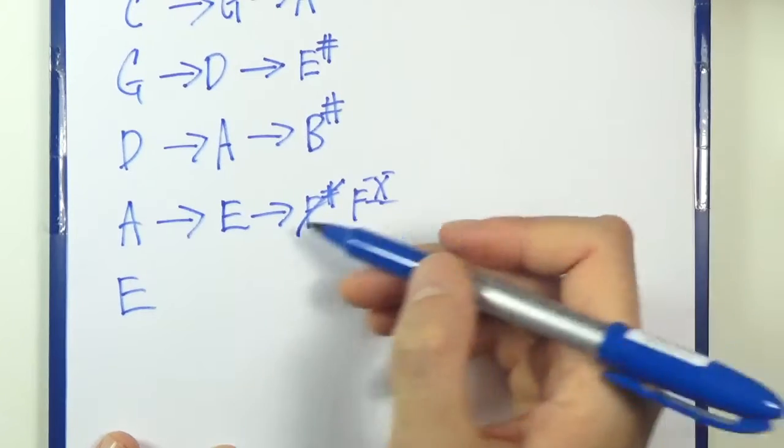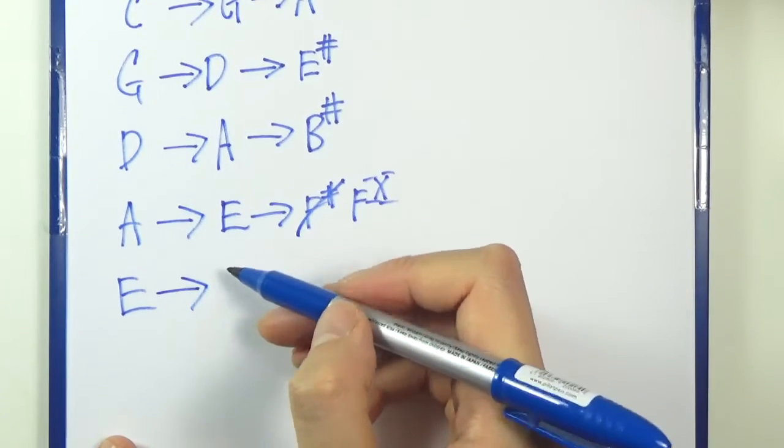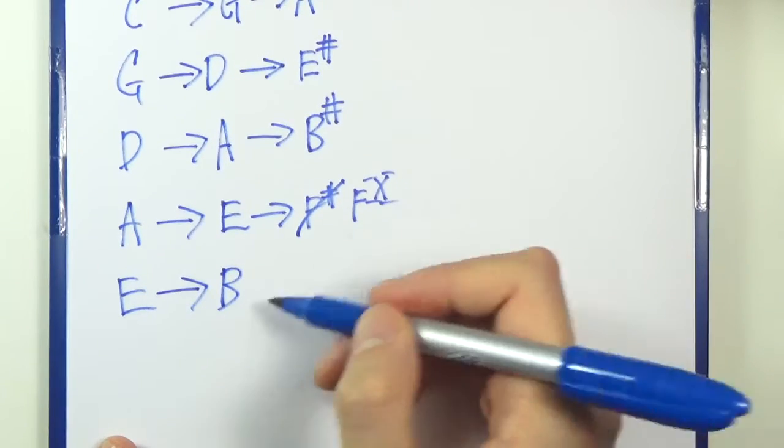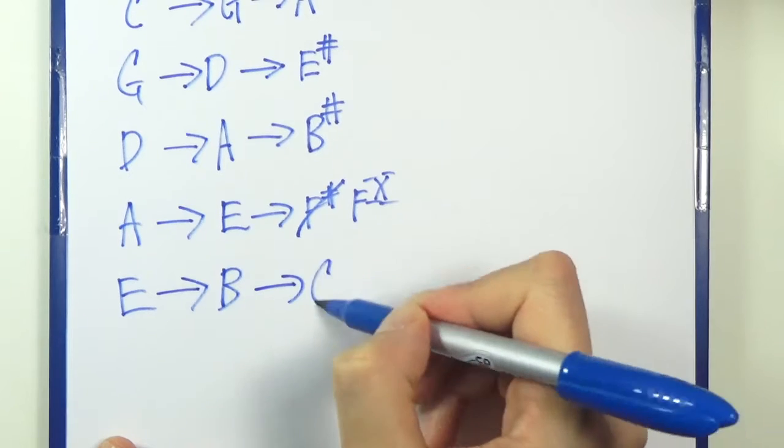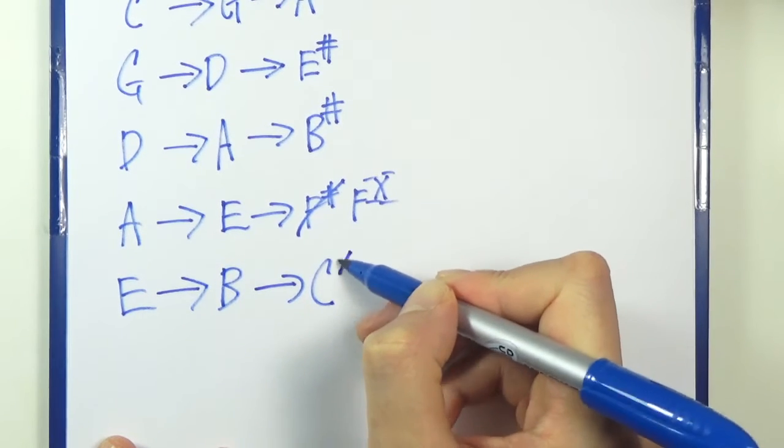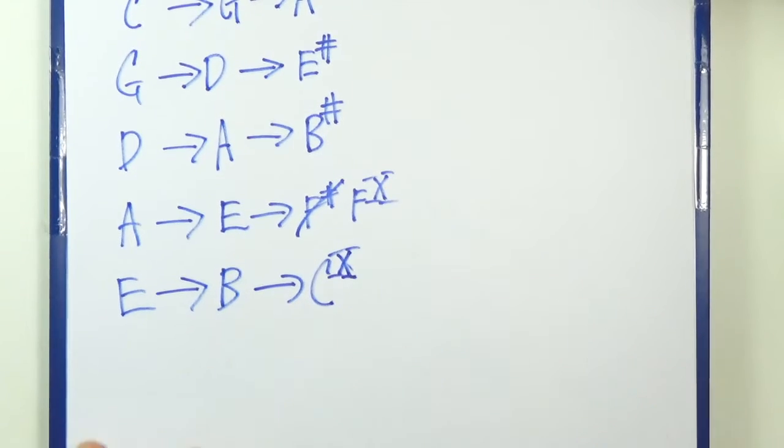F double sharp. E to E, F, G, A, B, and then that B, C sharp. Okay, so you need to raise that one more time, so you should use a double sharp here. It's the same case here.